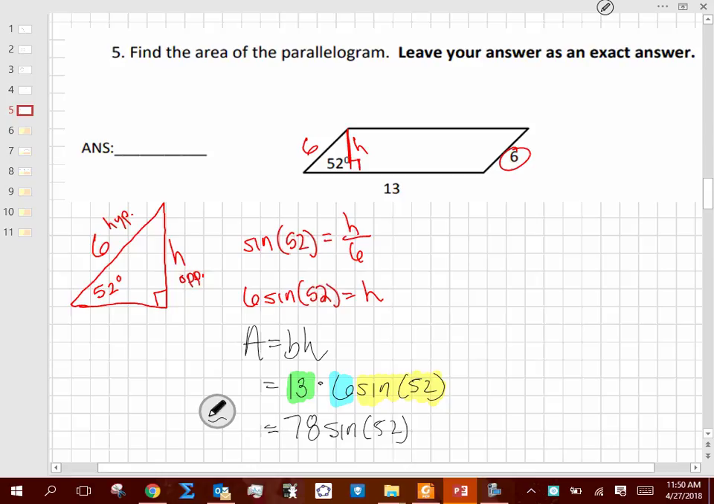Because once I type sine 52, that is most likely an irrational number, right? And I would have to cut it off at some point. Maybe it's not irrational. Maybe it's just an ugly rational number. So I'll cut it off at some point. Is that okay with everyone?